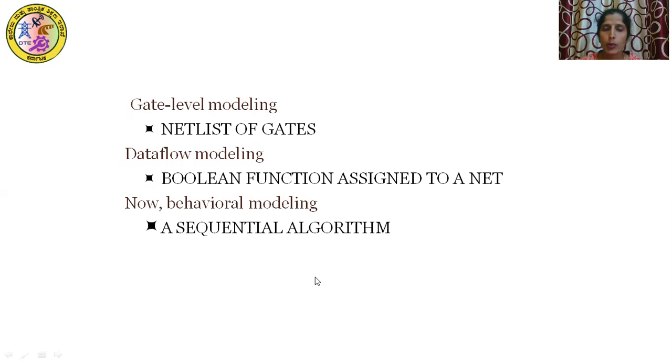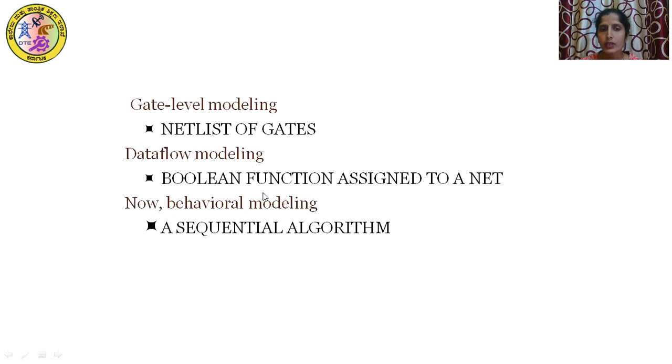In the previous modules, we have studied gate level modeling and data flow modeling. In this module, we are going to study behavioral modeling. There are several modeling styles available in Verilog. In gate level modeling, we model the logic circuit as an interconnection of logic gates only, that is AND, OR, XOR, XNOR, and all the available basic gates in Verilog. In data flow modeling, we model the logic circuit as a Boolean function.